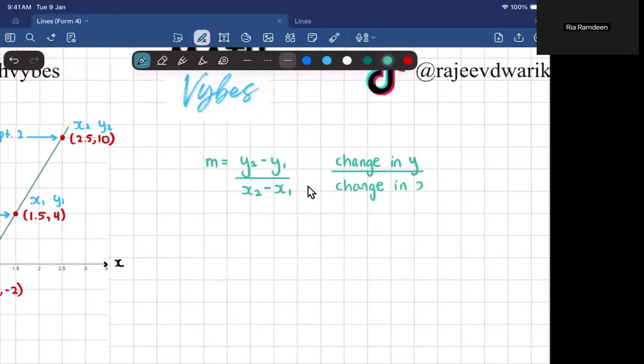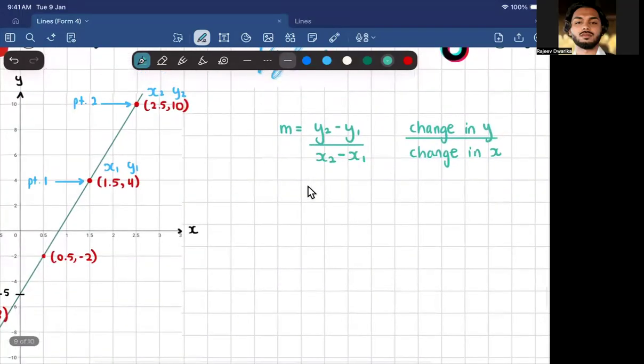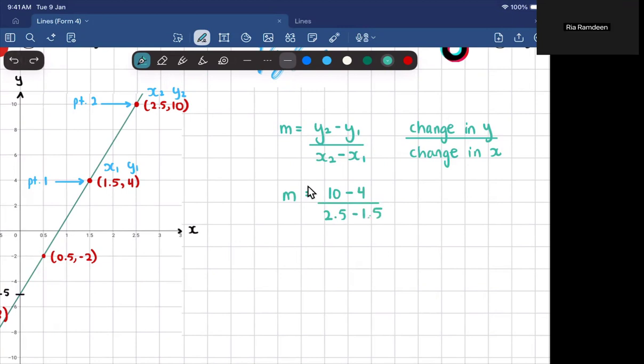Cool. So tell me what's the right sentence, Ria. I would say m is equal to what? Where's y2 in this case? 10. Where's y1? 4. What is x? Over 2.5 minus 1.5. Okay, I want you to plug that into the calculator and let me know what you get. Perseus, I want you to plug it into your calculator and send me a screenshot so I can make sure you're doing it correctly.